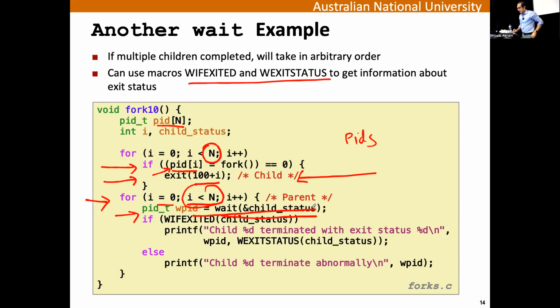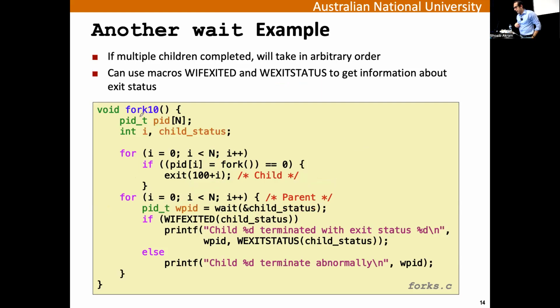But they are created in this order here. We know the process IDs in this array, but they are terminated in no specific order. What can we do to reap the children in the same order that we created them? What can the parent do to reap the children in the same order that it created?